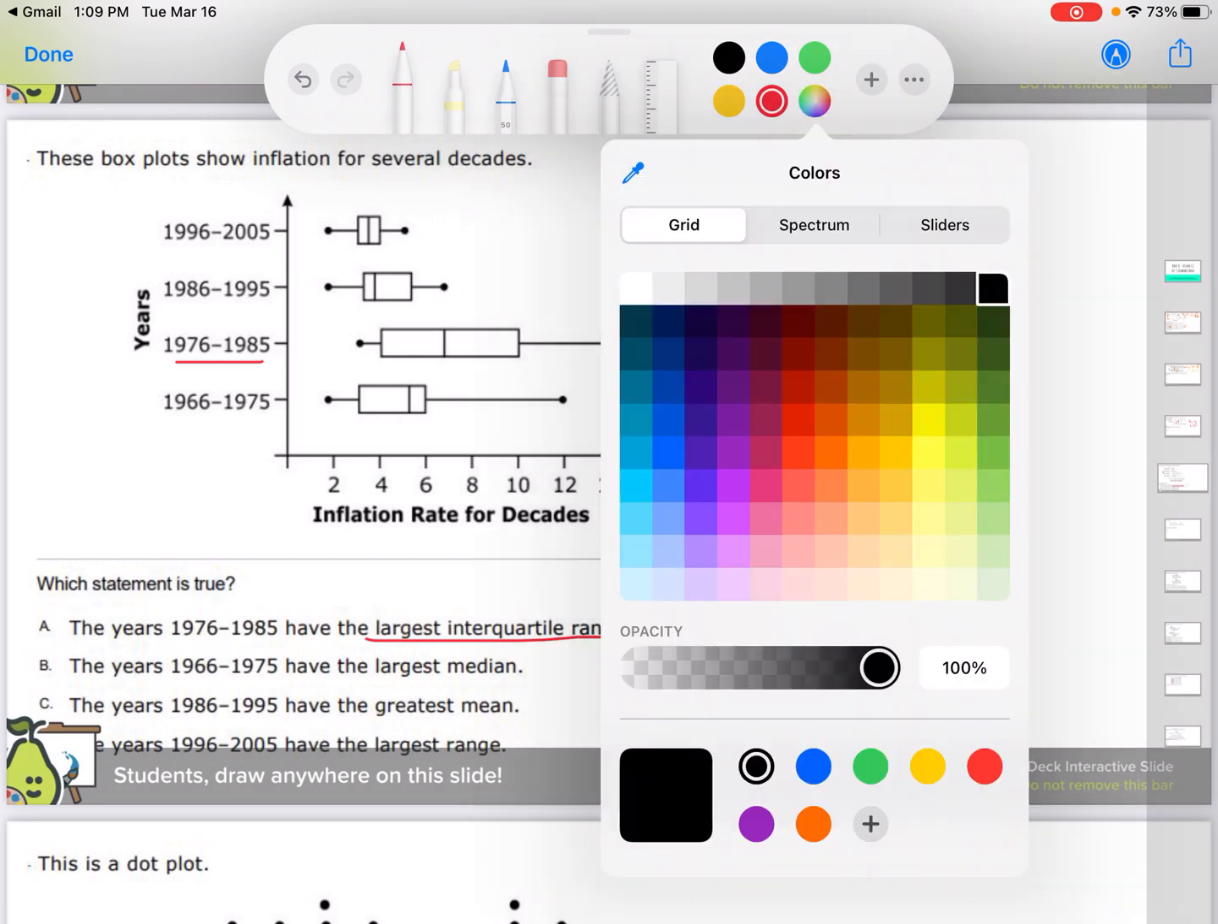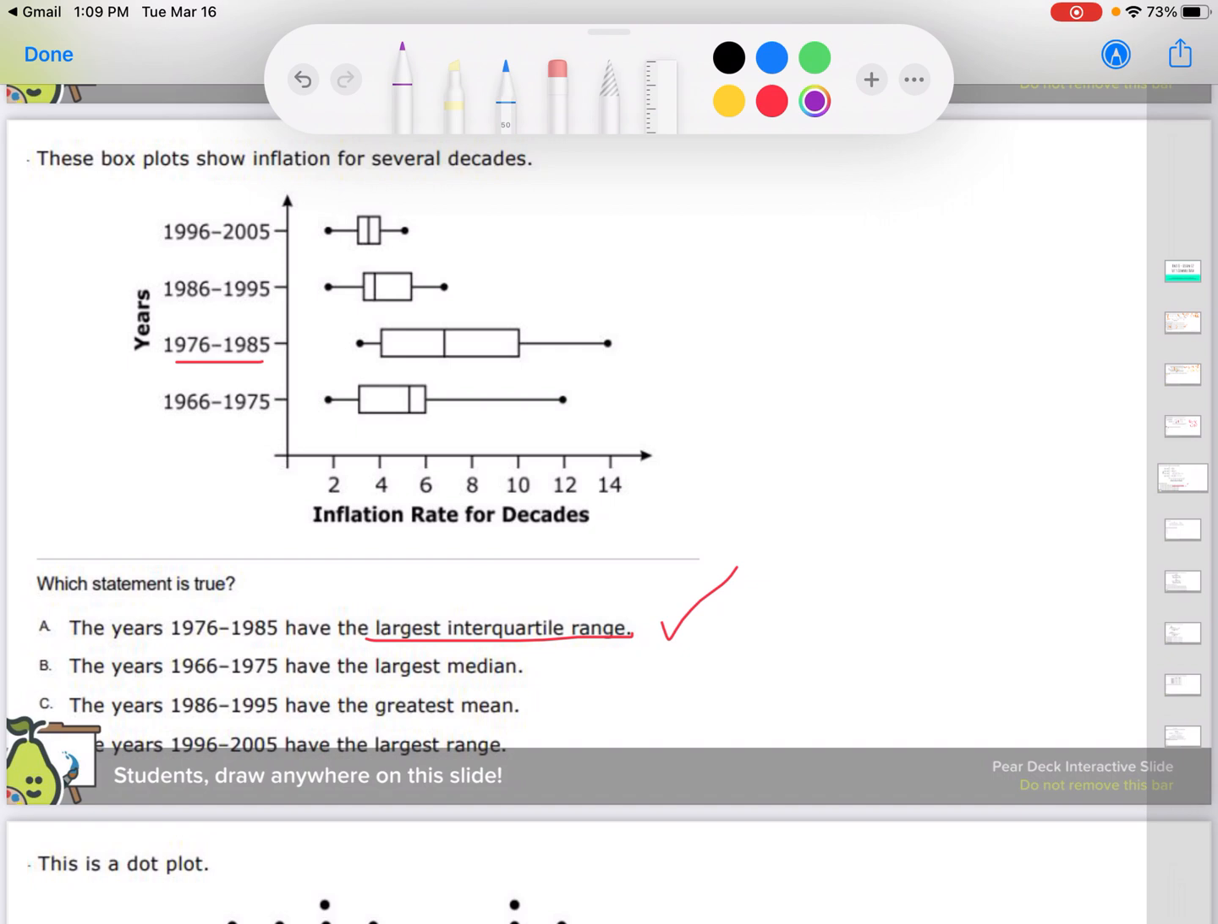I'm just going to switch colors then. Okay, so the median is that line in the middle. So what this one's about 5.5, this one's about 4, this one must be about 3.5, and this one is about 7, between 6 and 7. I'm eyeballing it.